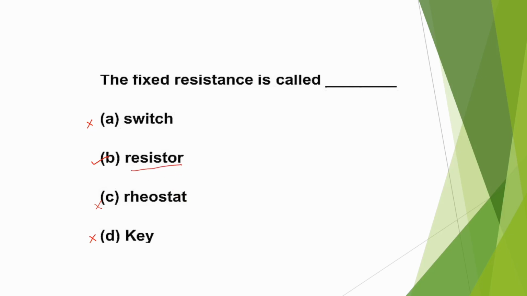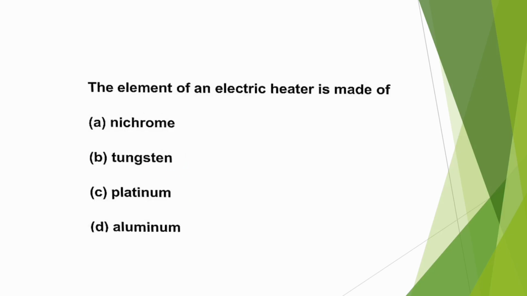We'll proceed with the next question. The element of an electric heater is made up of: nichrome, tungsten, platinum, or aluminium. So what will be the correct answer?